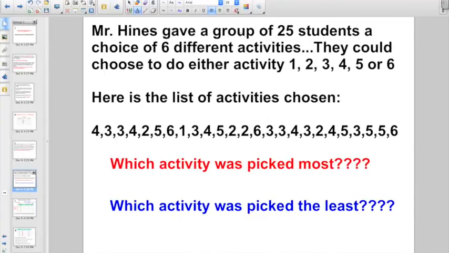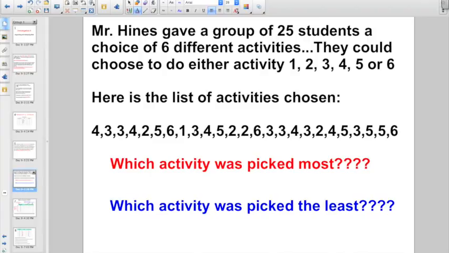So, what if we had something like this? Mr. Hines gave a group of 25 students a choice of 6 different activities. They could choose to do either activity 1, 2, 3, 4, 5, or 6. And here's a list of the activities chosen. Out of those 25 kids, one kid said, I'll do activity 4. 2 kids wanted to do 3. One more kid wanted to do 4. One kid wanted to do activity 2, and so on, and so on, and so on.